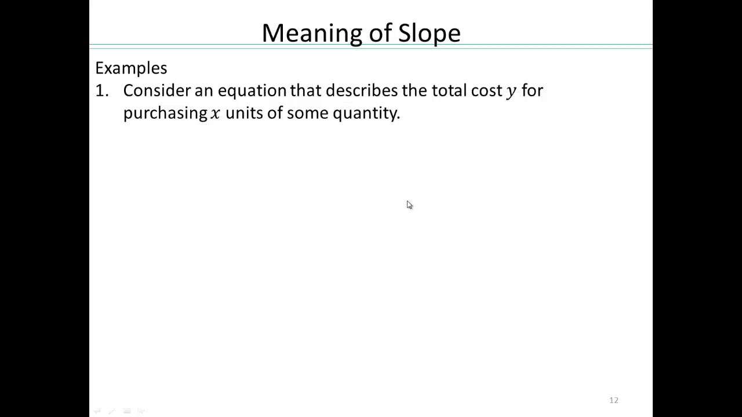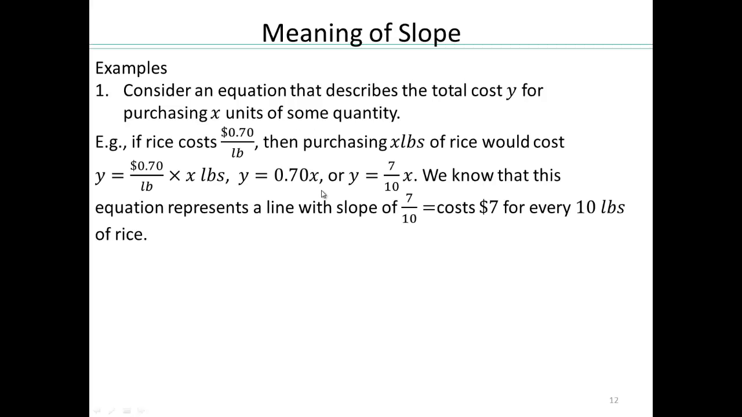All right, what is the meaning of a slope then? Let us consider an equation that describes total cost y for purchasing x units of some quantity, let's say rice. So the rice costs 70 cents per pound. Then purchasing x pounds of rice would cost 70 cents per pound times x pounds. So y equals 0.70x. It's going to give us the price for x pounds of rice.